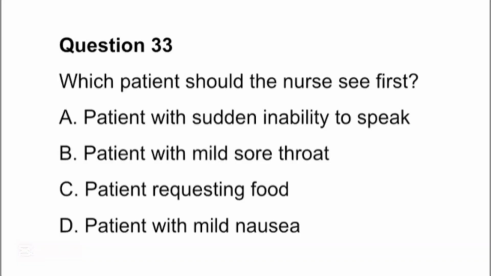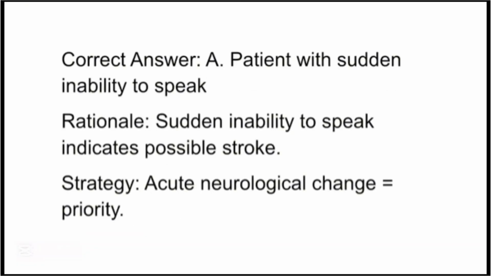Question 33. Which patient should the nurse see first? A. Patient with sudden inability to speak. B. Patient with mild sore throat. C. Patient requesting food. D. A patient with mild nausea. Correct answer: A. Patient with sudden inability to speak. Rationale: sudden inability to speak indicates possible stroke. Strategy: acute neurological change equals priority.